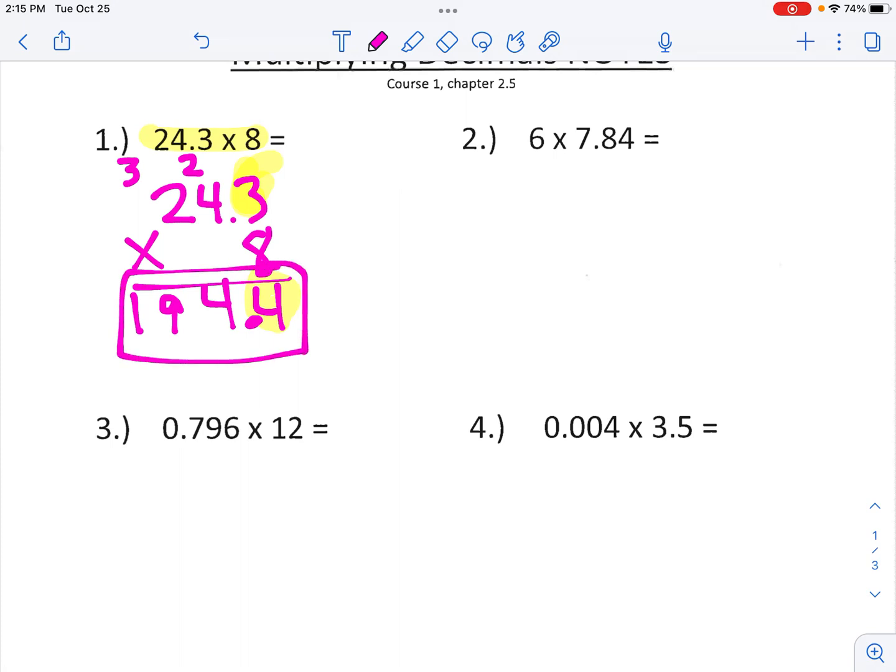So you should have the paper in front of you and you should be writing down all of this work as you're watching the video. You can stop the video or pause the video at any time if you need to catch up.